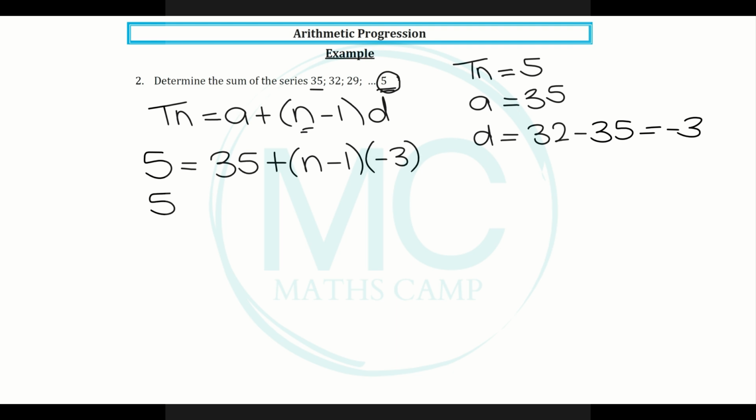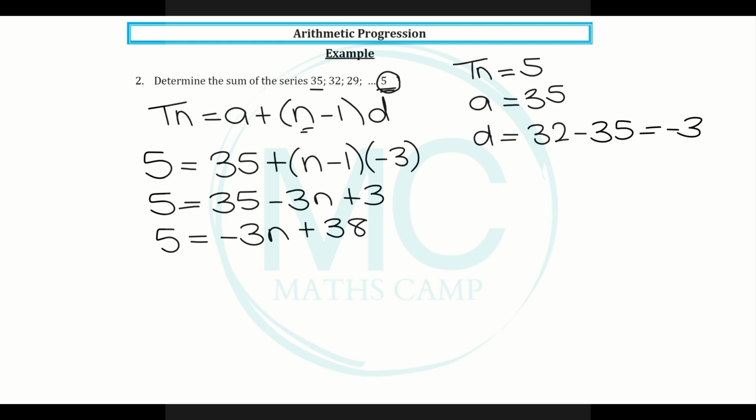We're going to get 5 is equal to 35 minus 3n plus 3. Now we have 5 on the left is equal to negative 3n. 35 plus 3 gives us 38. We need to solve for n, so our n term needs to be positive. Let's move it to the left. We now have 3n is equal to 38 minus 5, which means that 3n is equal to 33. Divide both sides by 3, and we see that n is equal to 11.